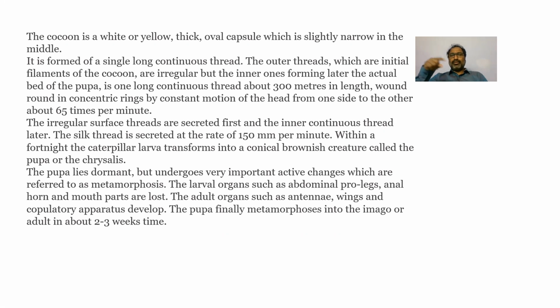Okay, the thread wraps around. The outer threads, which are the initial filaments of the cocoon, are irregular, but the inner ones, forming later the actual bed of the pupa, are one long continuous thread about 300 meters in length. The outside is quite rough, but the inner thread is continuous for up to 300 meters.